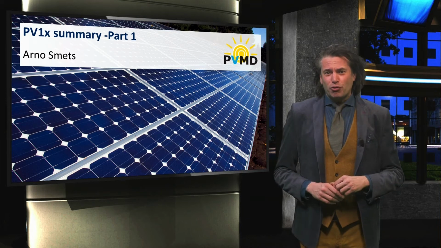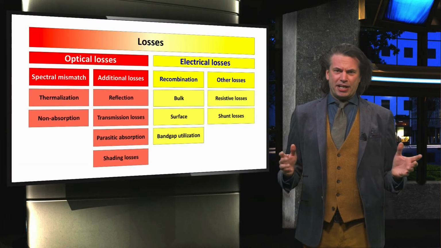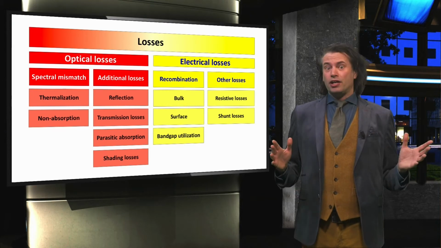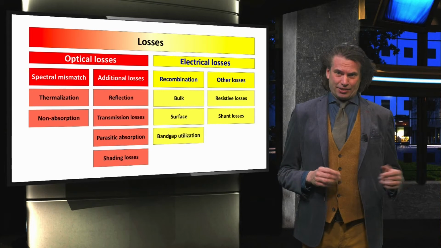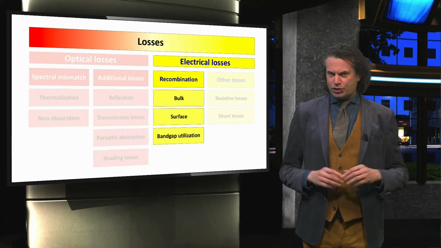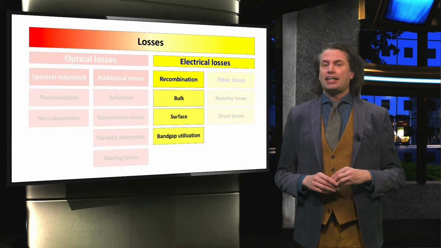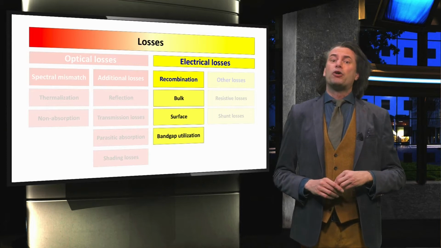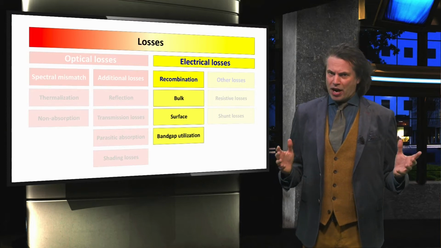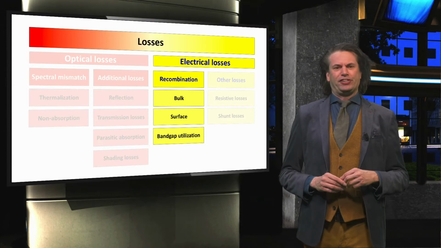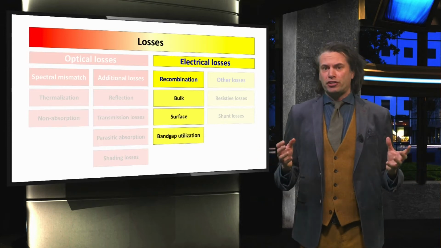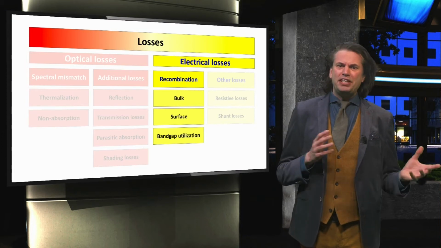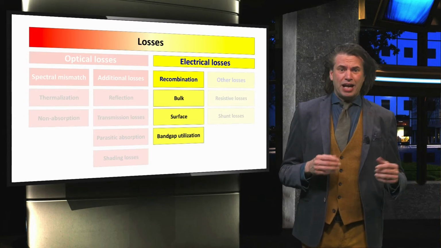This overview shows all the losses that take place in a photovoltaic device. The losses can be grouped into optical and electrical losses. We will start with a recap of the electrical losses and in particular the recombination losses that are described by semiconductor physics.